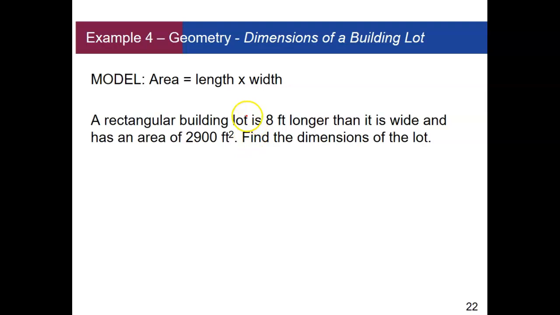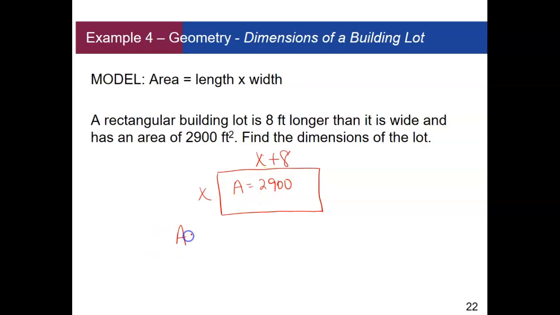Okay, here's another example, and this one also uses length times width. We have a rectangular building lot that's 8 feet longer than it is wide, and it has an area of 2,900 square feet. We need to find the dimensions of the lot. So we're going to start with a rectangle here to represent the lot. We know the width of it, we're going to let be x, and the length is 8 feet longer than it is wide, so that's going to be x plus 8. We also know that the area inside here is 2,900 square feet.